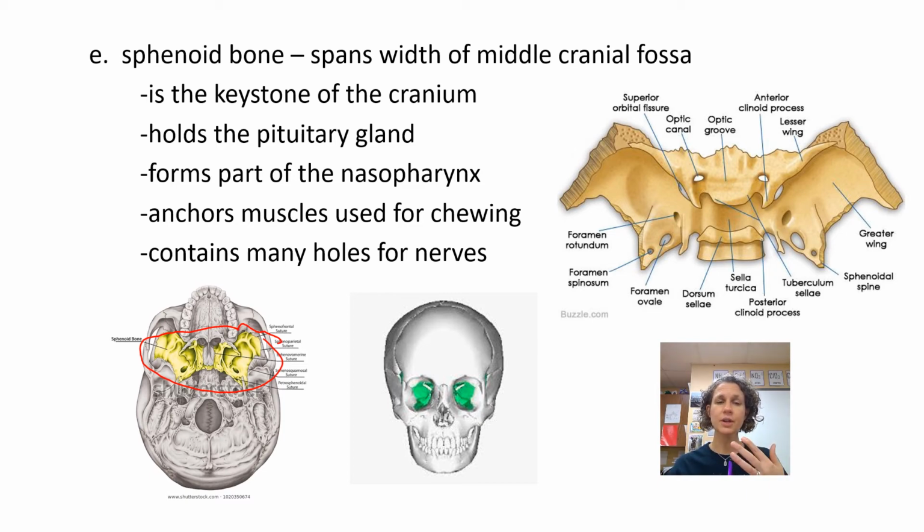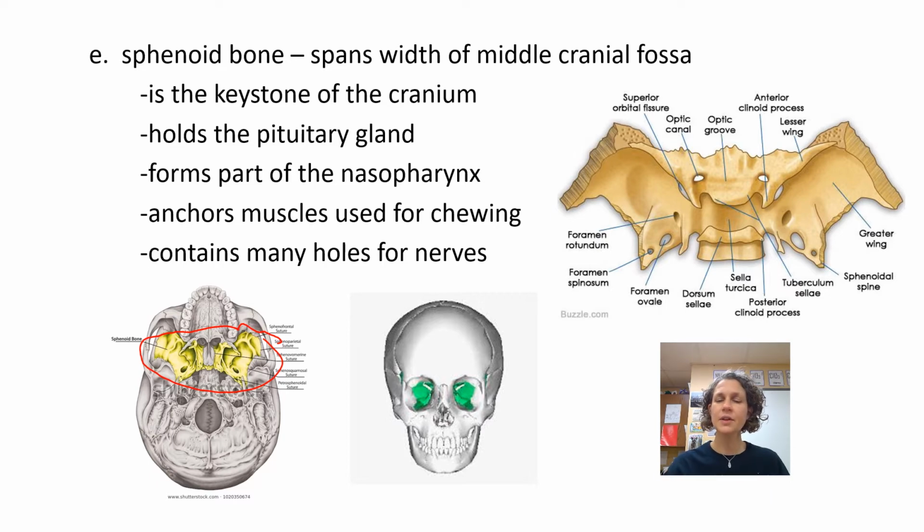It holds the pituitary gland, which is one of the major parts of your endocrine system. It forms part of your nasopharynx, which is essentially the back of your throat. Muscles are attached here that are attached down to your mandible, so it helps you raise, open and close your mouth.